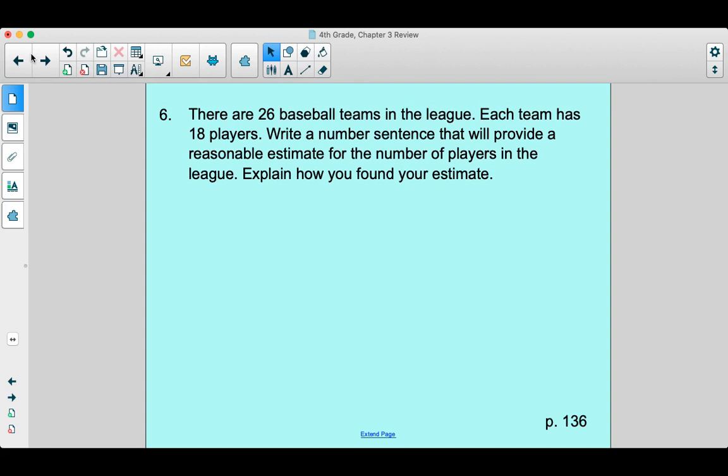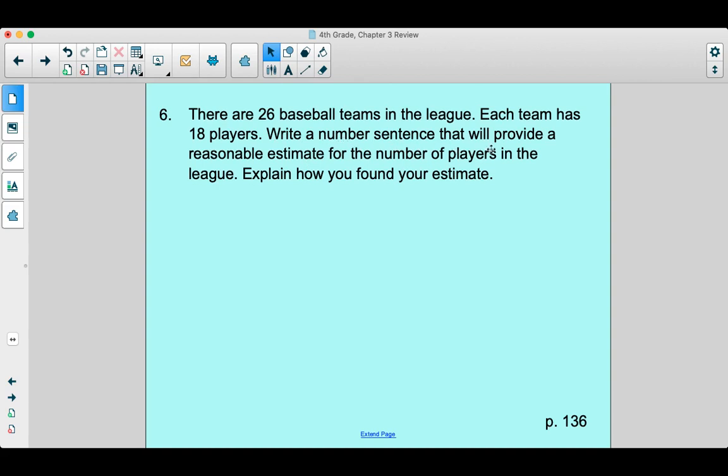All right, number 6 says there are 26 baseball teams in the league. Each team has 18 players. Okay, so stop to imagine that. We've got 26 baseball teams in a league. So we've got Dodgers, we've got Giants, we've got all kinds of teams, right? And each team has 18 players. Okay, so get that in your mind. So 18 players.